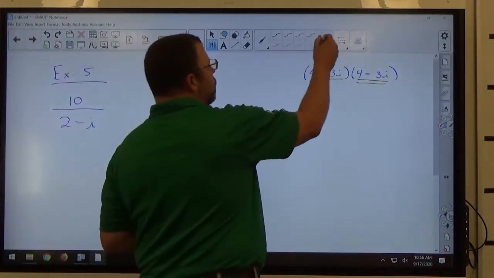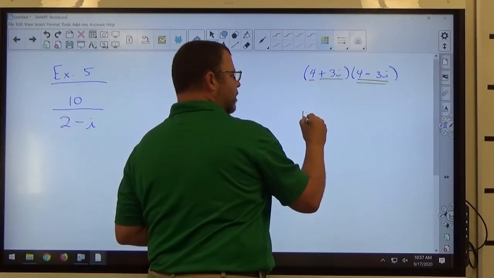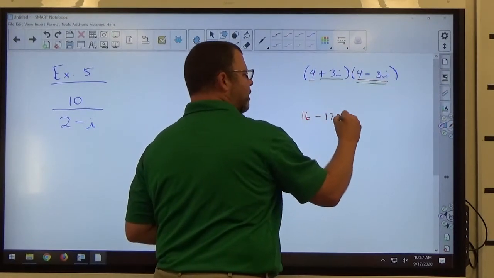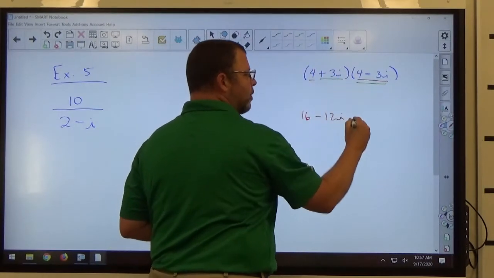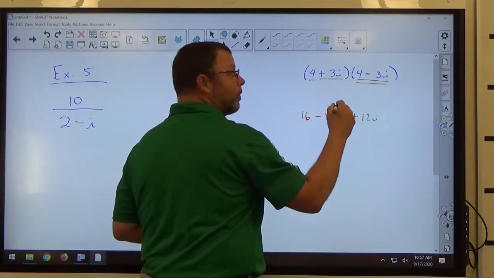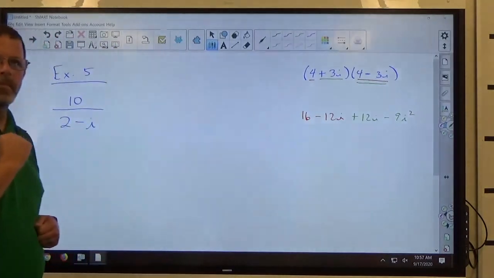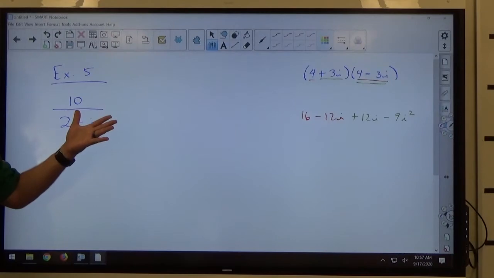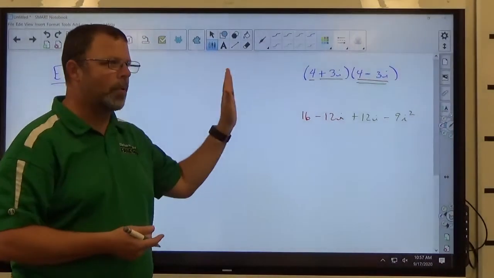So if I do those multiplications, watch what happens. 4 times 4 is positive 16. 4 times negative 3i is negative 12i. Then I do the green multiplications. Positive 3i times positive 4 makes positive 12i. And positive 3i times negative 3i makes negative 9i squared. Okay. So that's what you get by multiplying the structures, right? So the 4 plus 3i and the 4 minus 3i, you multiply them out and you get these four products.